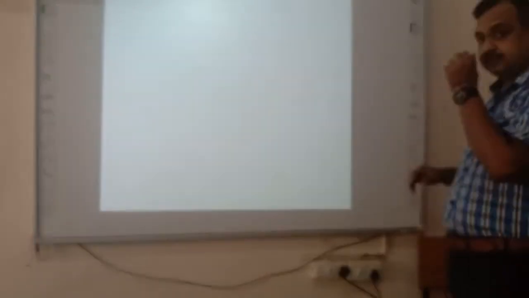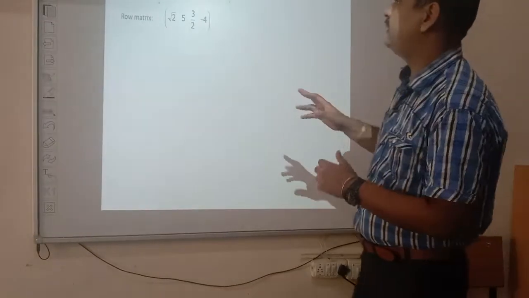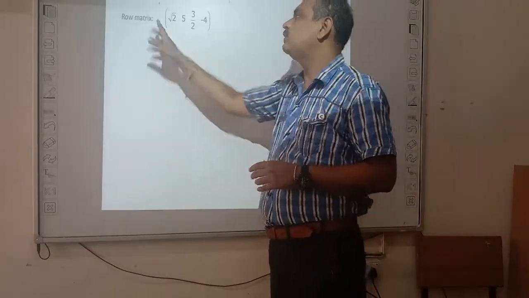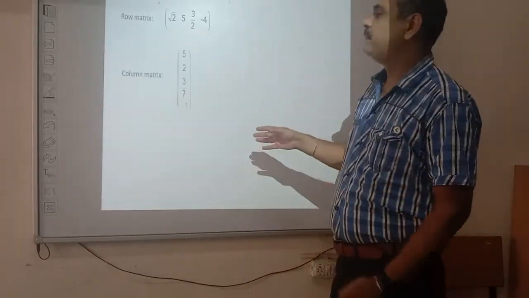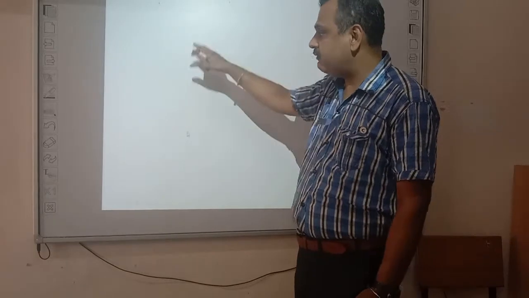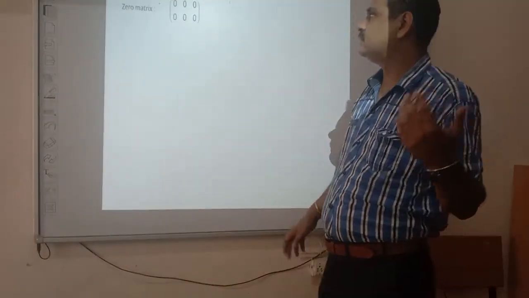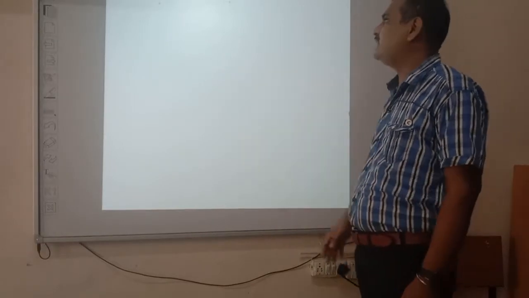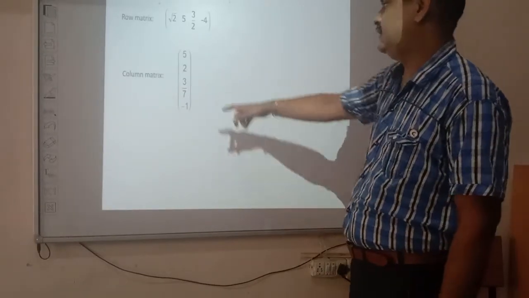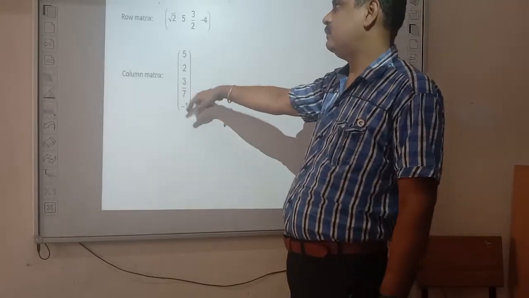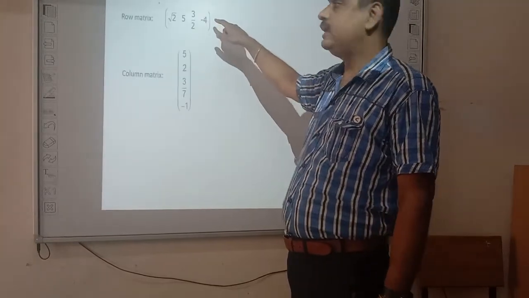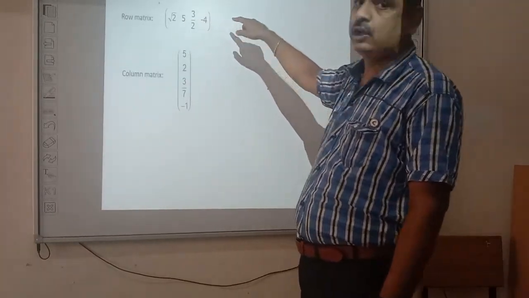Types of matrix. Let's talk about types of matrix. Here we have only one row, so it is a row matrix. Then column matrix: here we have only one column, so this is a column matrix. Yes, only one column is there. And the row matrix is a row matrix because we have only one row.